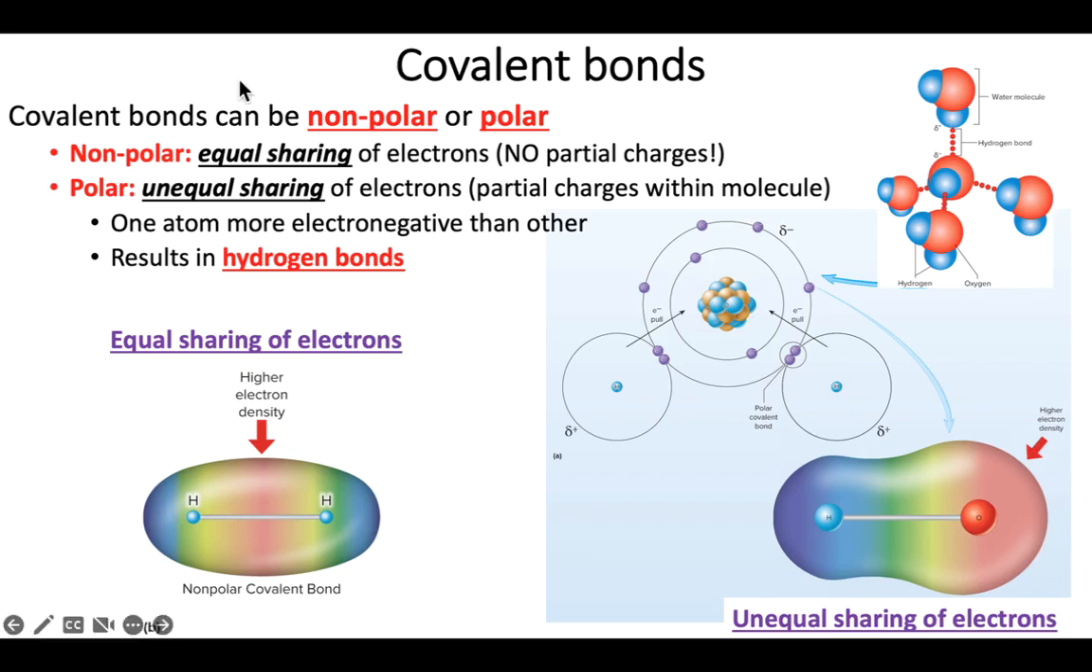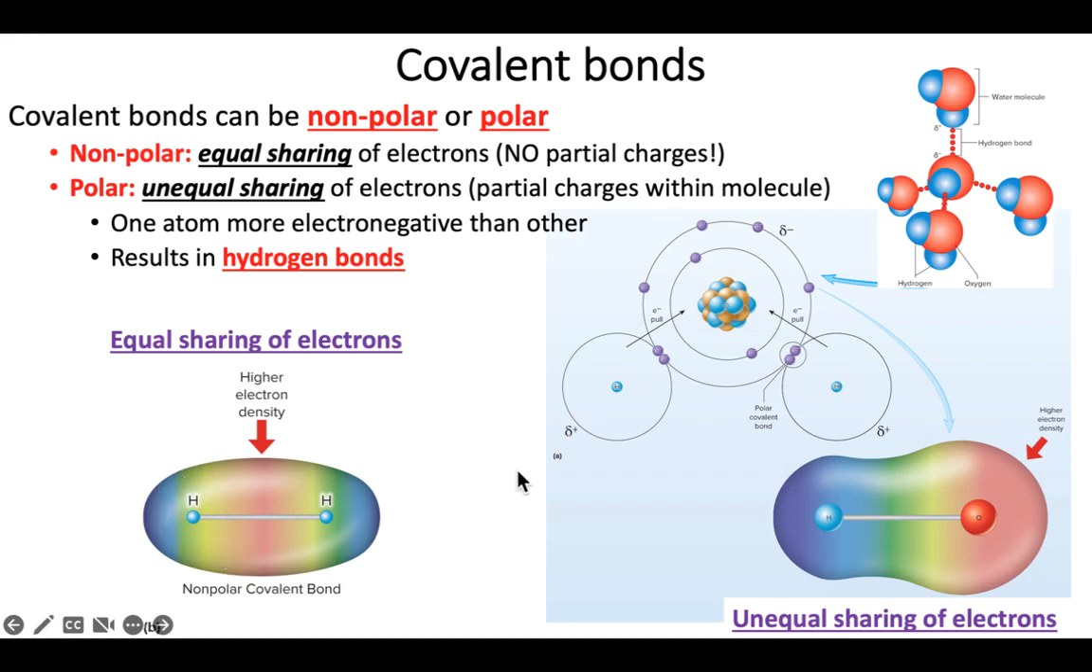So 2 types of covalent bonds. If you are nonpolar, you have equal sharing of electrons. So there isn't going to be any partial charges within that molecule. An example, again, would be this hydrogen gas. Notice that these colors here represent basically how long the electron stays in that area. But it's equal. So the electron is going to be spending the same amount of time around this hydrogen as it does around this hydrogen.